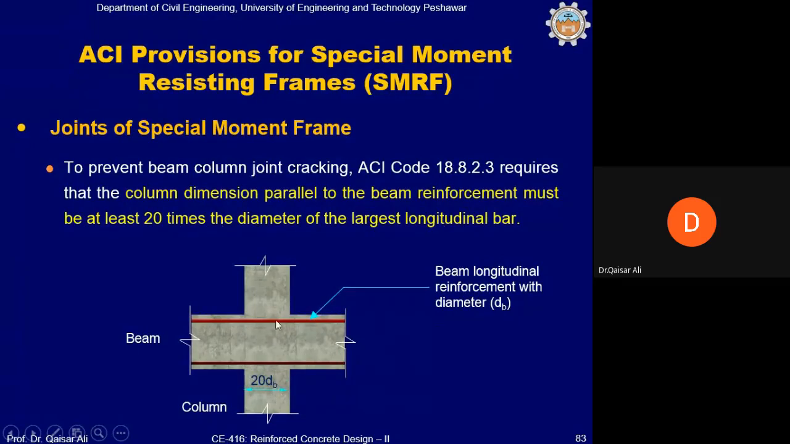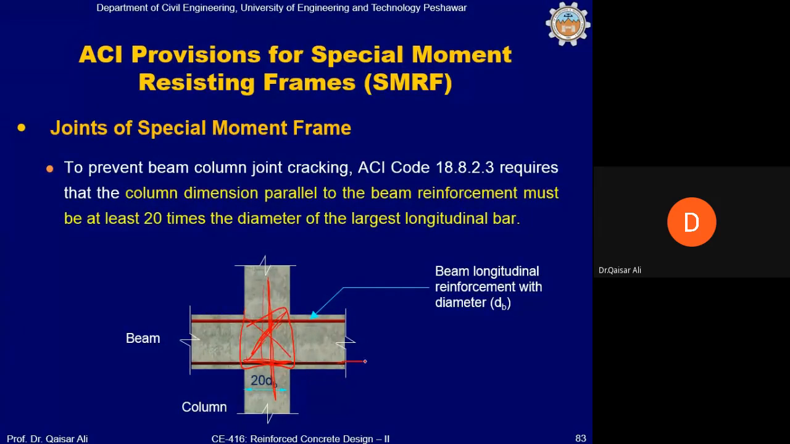What does it mean? This part is the joint part. I will make this red for you. This is the joint part. This joint part is part of the column. If you look at this, it's part of the column. So this joint should have a certain width, okay?